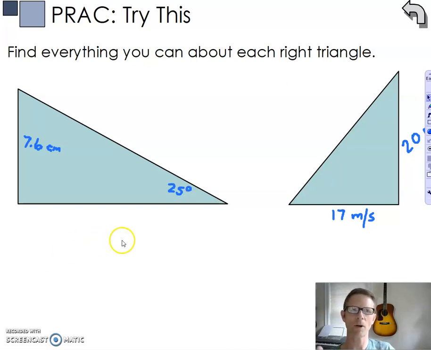Okay, so now you can pause the video and you can try to figure out everything possible about these two triangles. The screen's cut off, but this just says 20 meters per second over here, and this is 17 meters per second. So pause the video, try to figure out whatever you think is logical about those two. And here comes the answers. If I prepared the next slide, I can't recall.